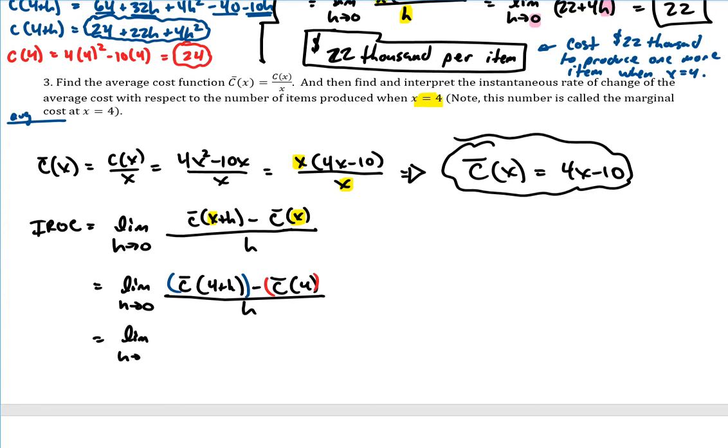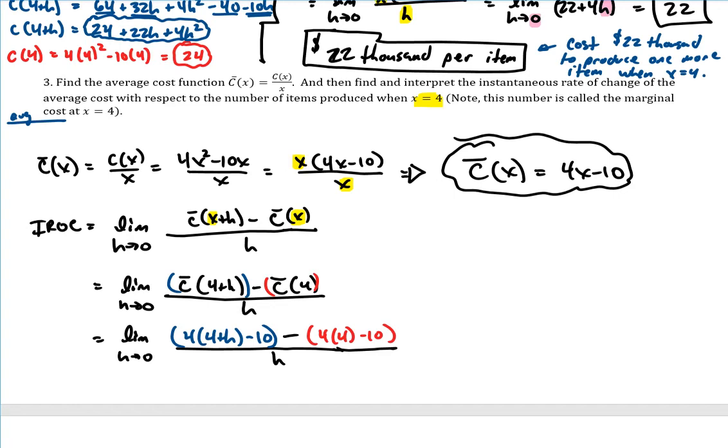So I've got the limit as h goes to 0. I'm going to plug the 4 plus h into the x here. So I have 4 times 4 plus h minus 10, and then minus, in the red, plug 4 into this. That'd have 4 times 4 minus 10, all over h still. Okay, so this is a little easier to evaluate because there's no foiling involved.